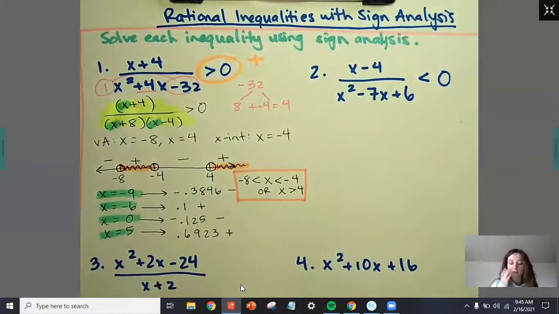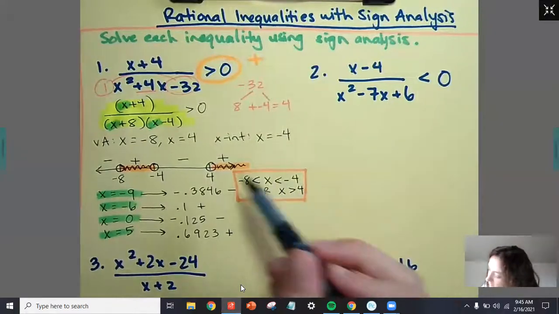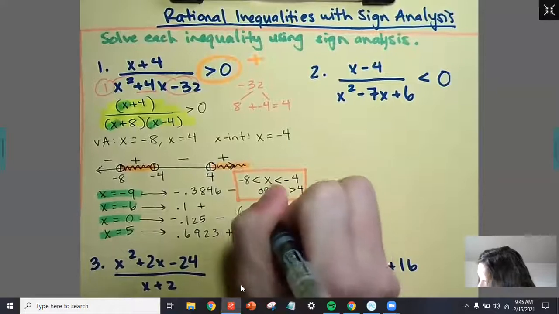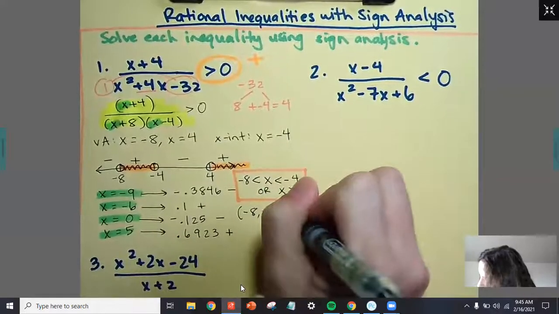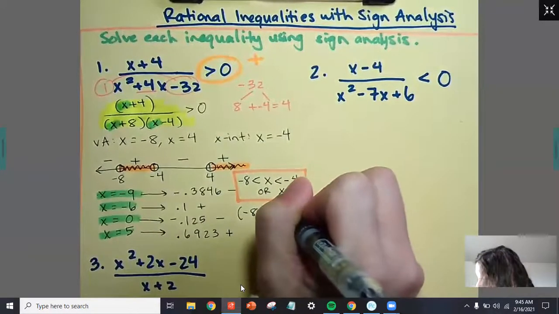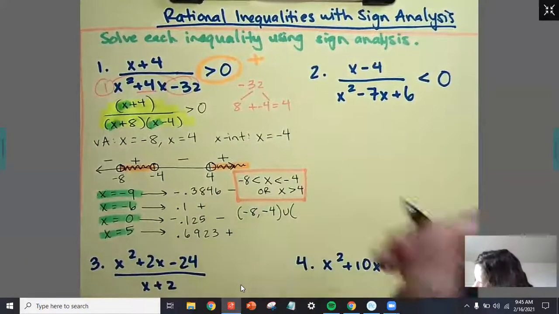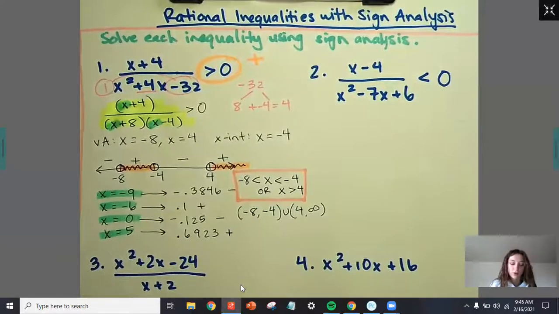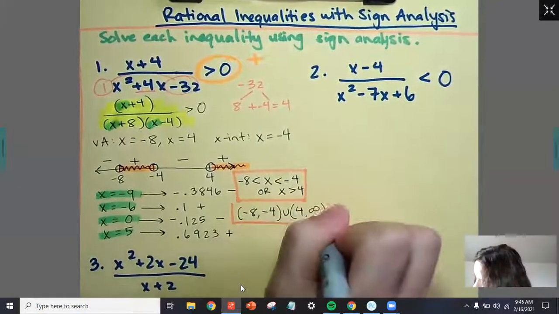And then the other acceptable way of writing the solution is actually in interval notation. So we can say it's going to be between -8 and -4, and then we can say, and it's going to be from 4 to positive infinity. So any number that's greater than 4. So both of these are acceptable answers. They're just written in different forms here.